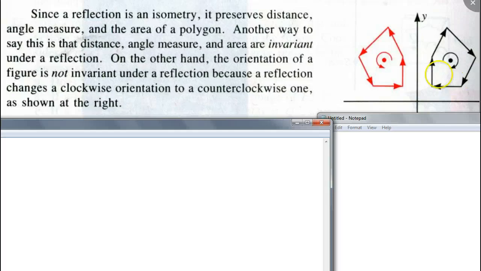As you can see, if something was going clockwise, right? If you were to reflect this, would it still go clockwise? No, it will go counterclockwise. Okay? Does that make sense?